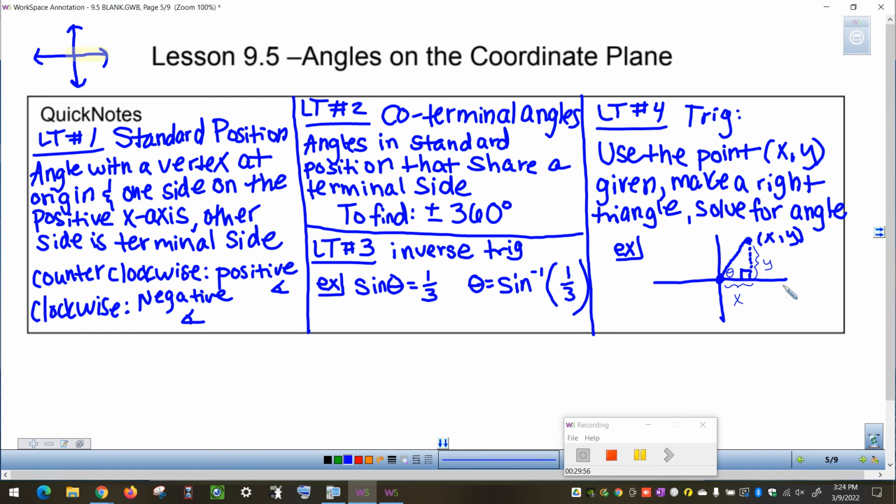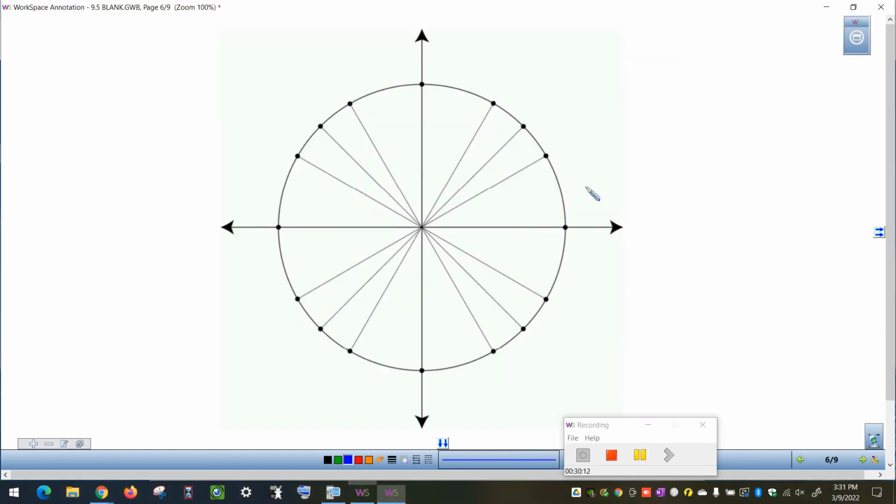So there's a question in our check for understanding. There's another one on the blue homework sheet that's similar to what we're thinking about there in that last picture. Okay, so let's look at getting this next circle labeled.